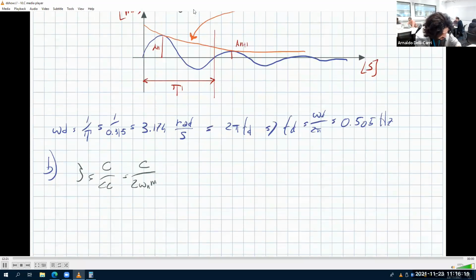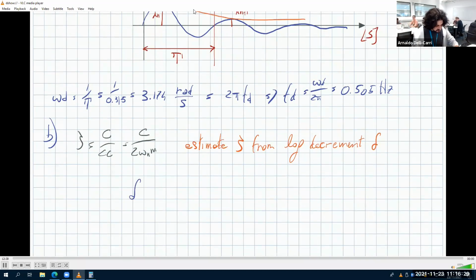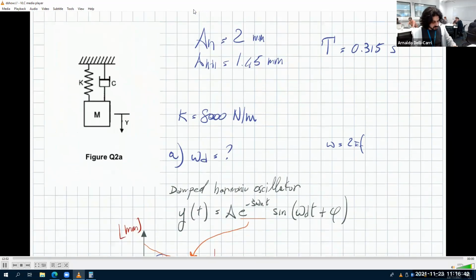So estimate zeta from the logarithmic decrement, delta. You remember what delta is? Delta is the logarithm of an divided by an plus 1. So in this case, we have the logarithm of an, which was 2, and an plus 1, which was 1.45.